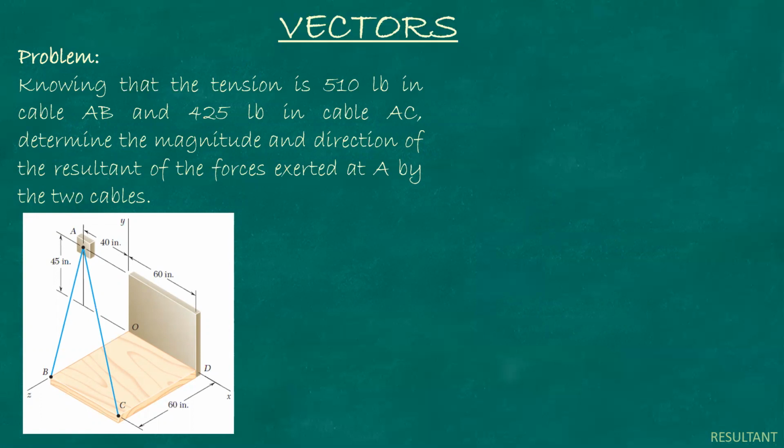Problem: knowing that the tension is 510 pounds in cable AB and 425 pounds in cable AC, determine the magnitude and direction of the resultant of the forces exerted at A by the two cables. Now, if your style is to get coordinates, get the coordinates of A, and then of B and C, that's okay. It's your choice. If you are comfortable with your style, that's fine. But if not, or if you want a different style, you may follow my style. Okay? So this is my style.